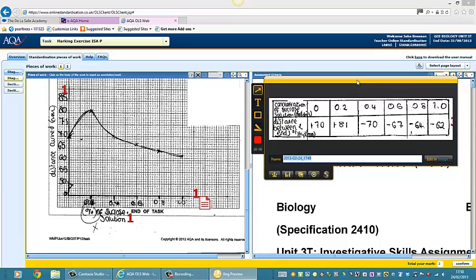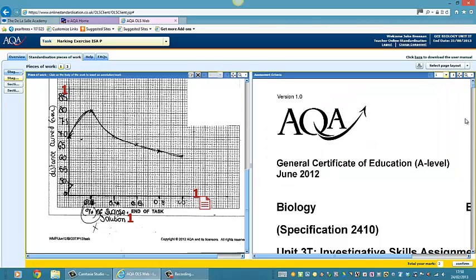Okay, so for a value of 0, we've got 70 millimeters. For 0.2, we've got 81. For 0.4, we've got 70. For 0.6, 67, 0.8, 64, and for 1, 62. Right, I'm quite happy with that. Let's see how many marks we can award.